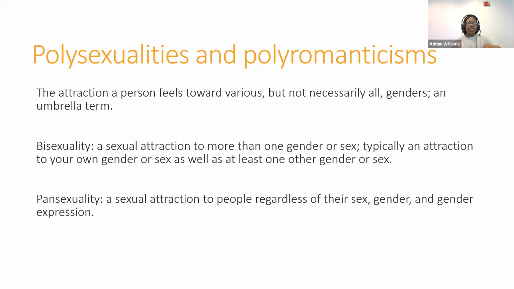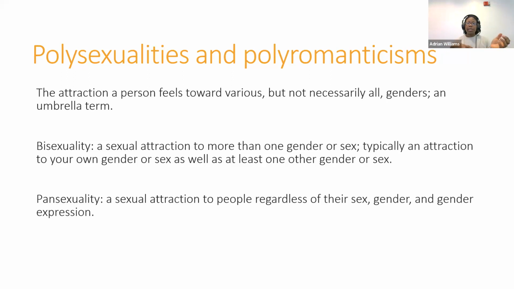Bisexuality is the sexual attraction to more than one gender or sex. Historically, this has meant an attraction to men and women, but these days it typically means an attraction to your own gender or sex, as well as at least one other gender or sex. Even though bi etymologically means two, you don't have to only be attracted to two genders to identify as bisexual.